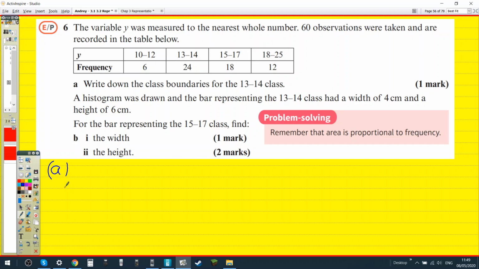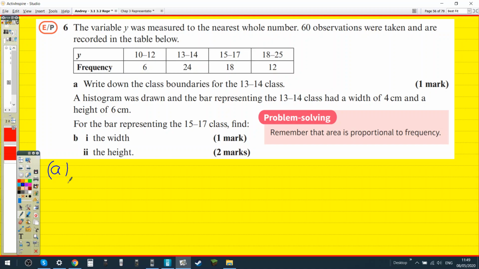So y. Is y the same as like the class width? Yep. So I need to start off by doing. So for 13 to 14, that's 4. So should I do 20? So 24 divided by 1 is 24. No.